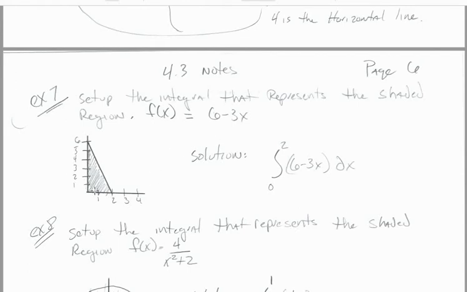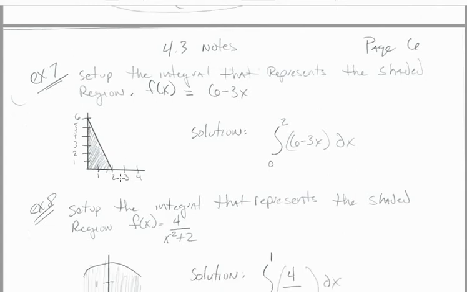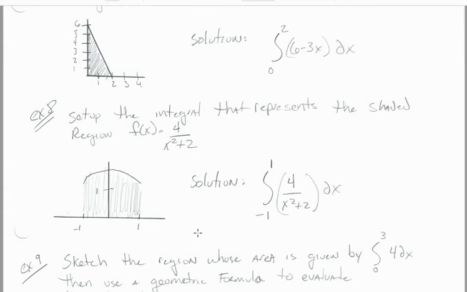The graph is going to tell us how to set up the integral. So if we look at the integral, it's going from what? 0 to 2 on the x-axis. So when we write the integrand, we have to go from 0 to 2, and we write the function 6 minus 3x times dx. So that's all we're really doing right now. It's not asking you to calculate anything, we're just setting up the integral.